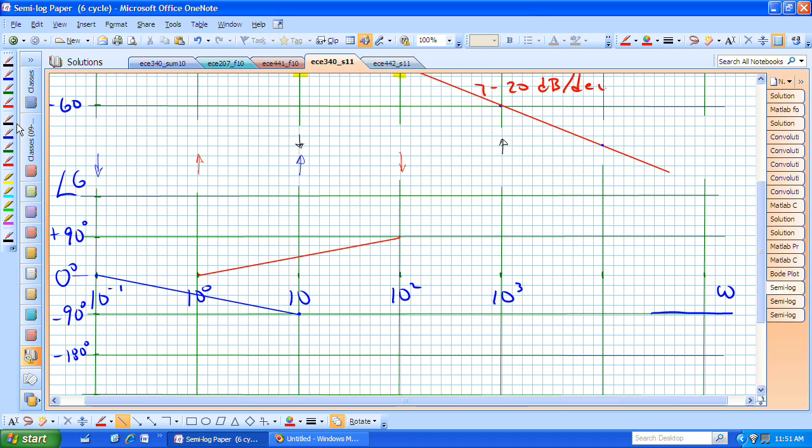And the last factor is the 0 factor that begins at 10 and ends at 1,000. And now what we want to do is sketch all of those contributions together, meaning now we have the first pole going down, then the slope of the 0 and the slope of the pole cancel, and we're now flat.